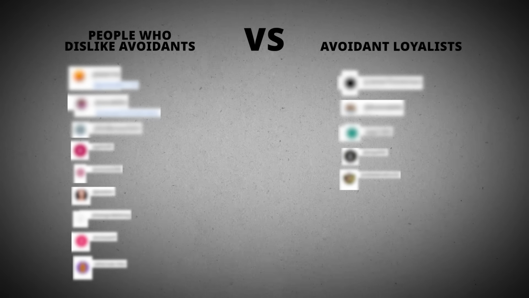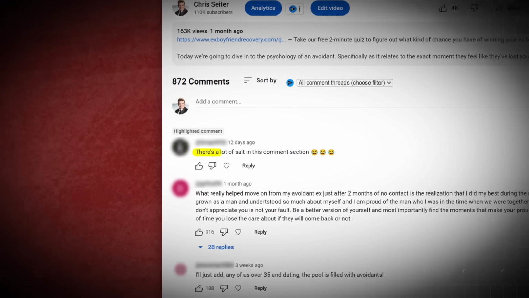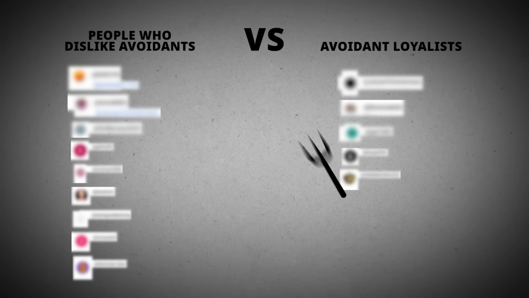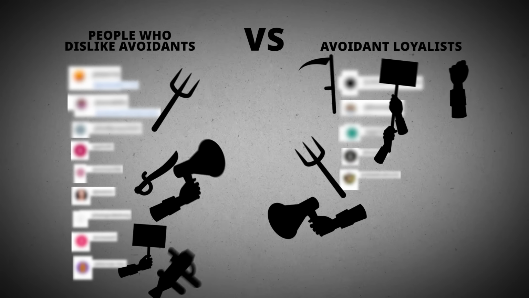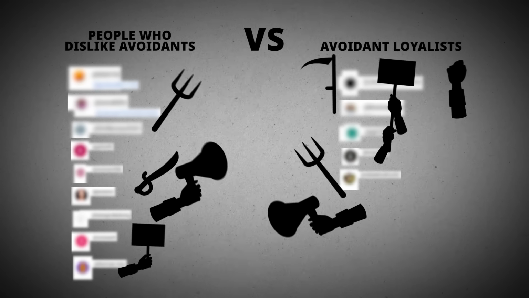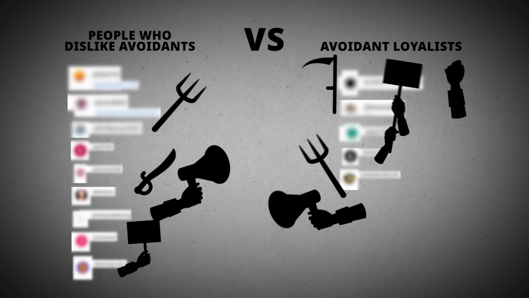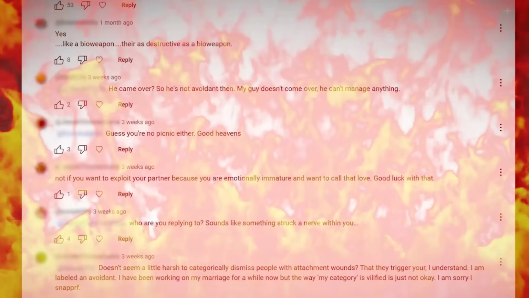This is comprised of the people who are the avoidant loyalists, where we see a lot of comments like this. There's a lot of salt in these comments. Essentially, these are people who think that others are disliking avoidance way too much and ultimately are being a little bit too harsh. And like all things on the internet, when you get two camps of people together with opposing ideals, arguments are bound to crop up.